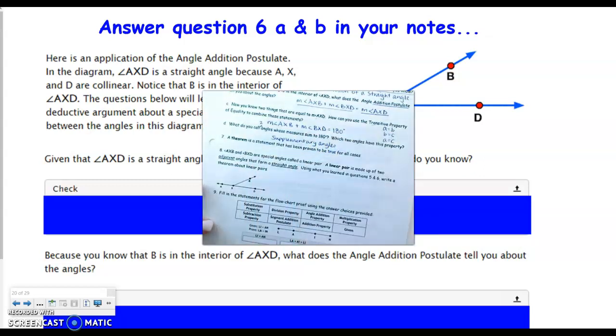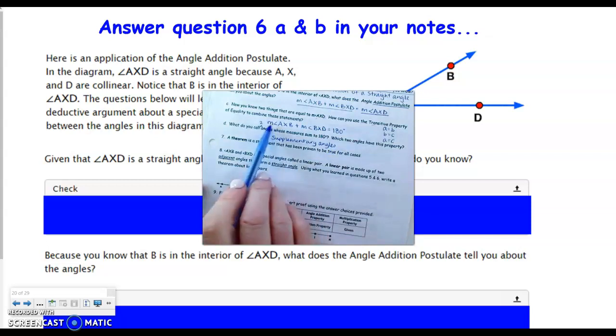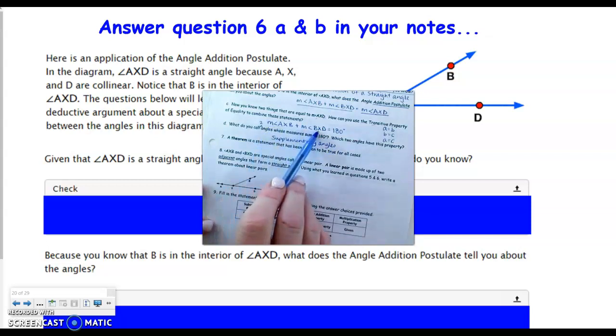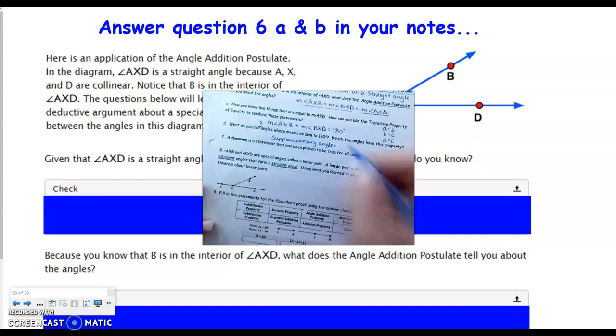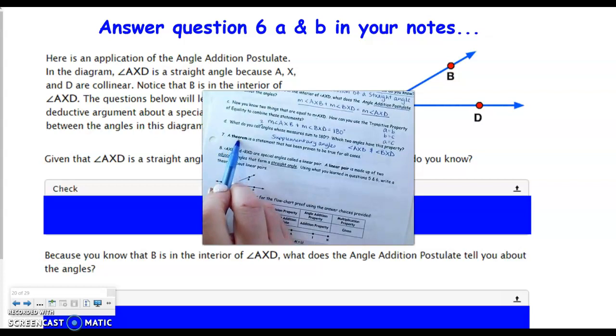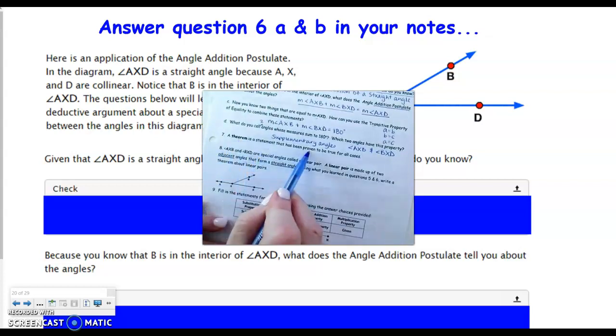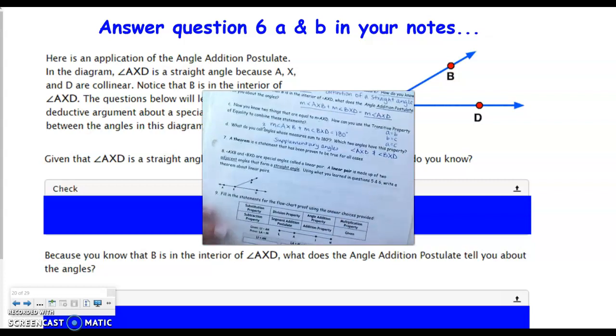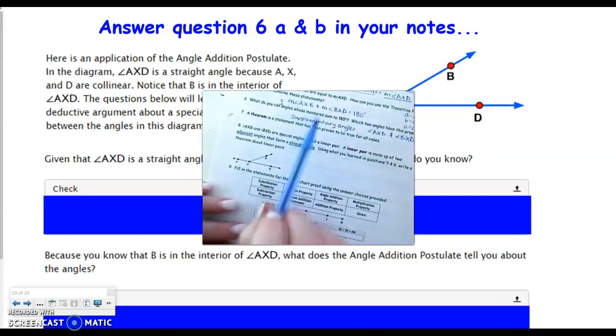And which two angles have this property? Well, we just said that the measure of angle AXB plus the measure of angle BXD add to 180. So angles AXB and angle BXD have that property. So a theorem is a new word for us, is a statement that has been proven to be true for all cases. And we just proved a theorem when we just stated that these are supplementary angles.